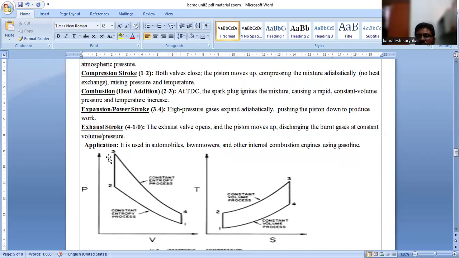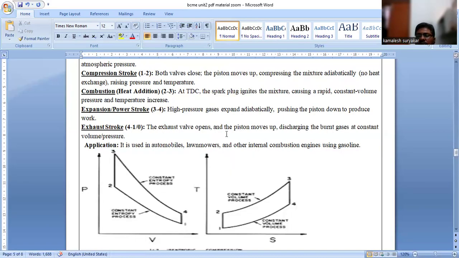at this stage. After the work is developed, we have the expansion or power stroke. High pressure gases expand adiabatically, pushing the piston down. So the work that is produced here we use for the rotation of this bike wheel. After that, from 3 to 4, the pressure and temperature fall down. After 4 to 1 they are exhausted, as said above.